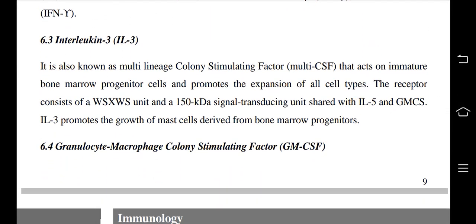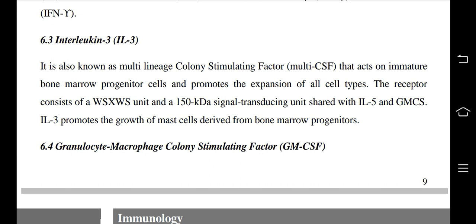Interleukin 3, IL-3. It is also known as multi-lineage colony stimulating factor, multi-CSF, that acts on immature bone marrow progenitor cells and promotes the expansion of all cell types. The receptor consists of a unique subunit and a 150 kilodalton signal transducing unit shared with IL-5 and GM-CSF. IL-3 promotes the growth of mast cells derived from bone marrow progenitors.